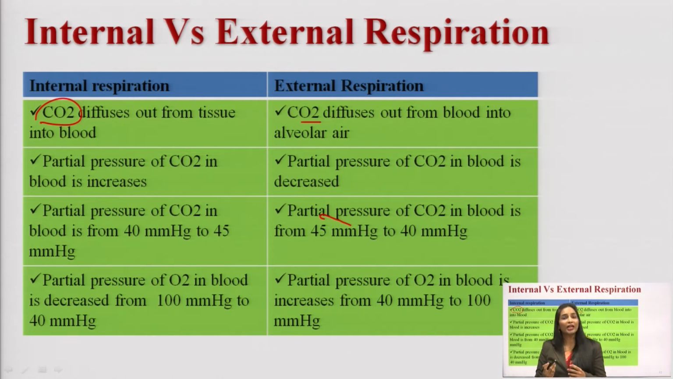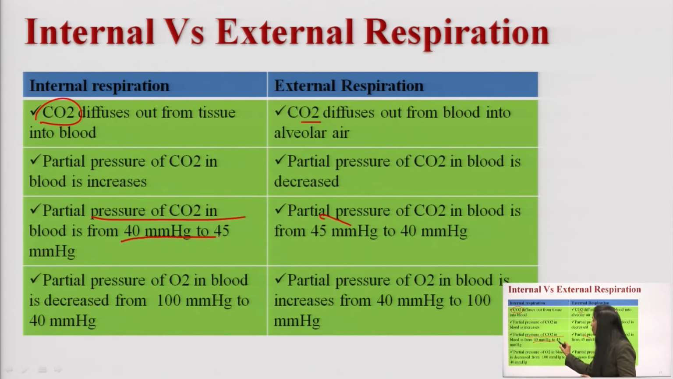So, if I am talking about the partial pressure of carbon dioxide in the internal respiration, the carbon dioxide partial pressure is increased. How much will it be increased? It will be increased from 40 mmHg to 45 mmHg. What is mmHg? Hg here is pressure. So, the partial pressure of carbon dioxide in blood is increased from 40 mmHg to 45 mmHg.